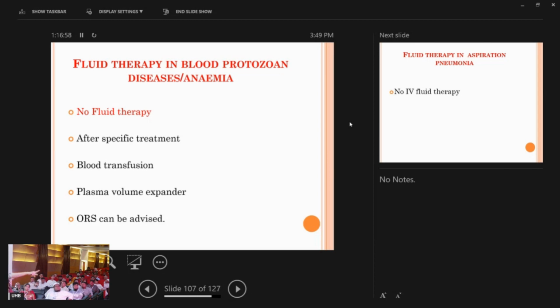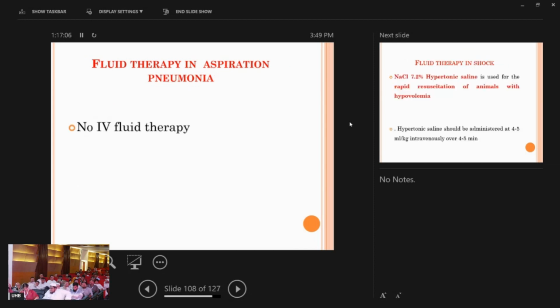In such conditions, you can go for plasma volume expanders, and you can go for oral administration of fluids. Suppose you want to give fluids, oral administration can be given. Fluid therapy in case of aspiration pneumonia and pneumonia cases, you should not give. If you are giving fluid therapy, then the animal will die. So it's not advisable.